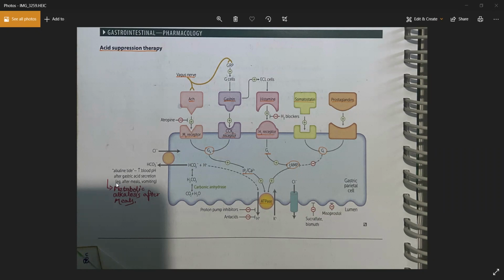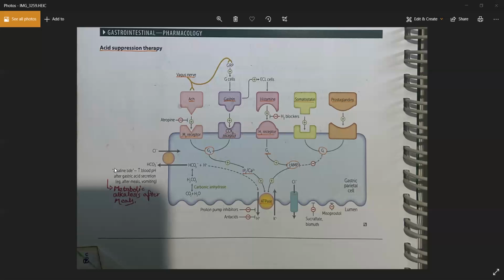Is that okay? So Step 1 can give you a scenario in which the patient has this alkaline pH in the blood and is eating food, so they can ask you which stage of the acid production it is, right? Remember, you have three stages. One is the cephalic phase, second is the gastric phase, and third is the intestinal phase. In the intestinal phase, you will actually be inhibiting the acid production.